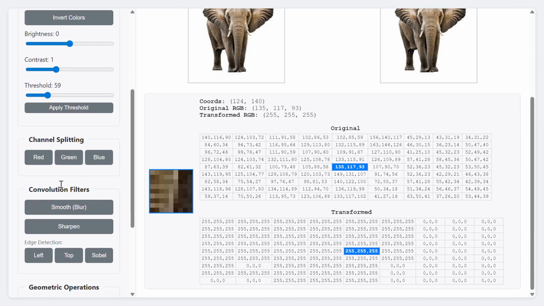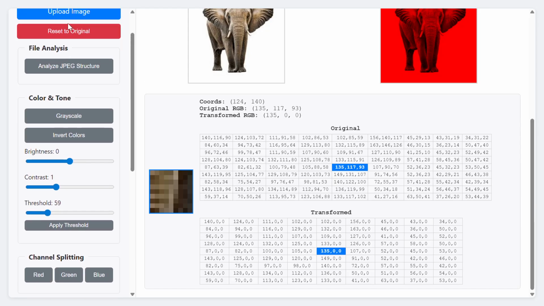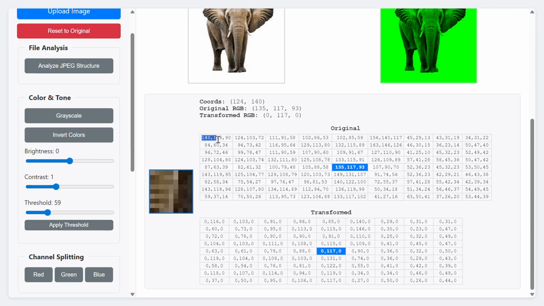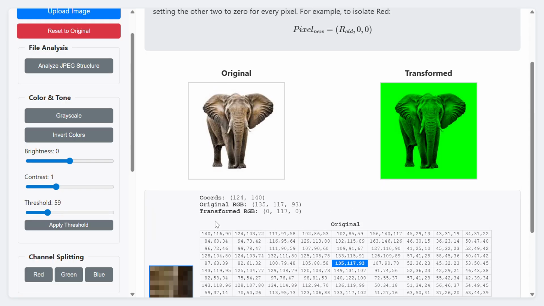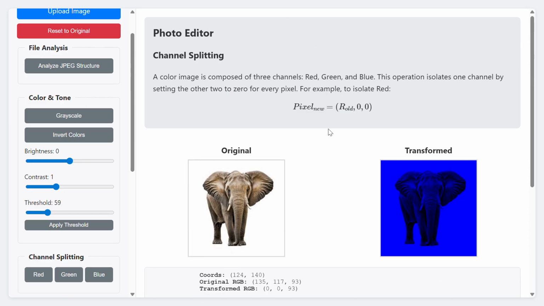So, okay, now let's look at channel splitting. If I split the channel and keep red, then the green and blue components become 0. Again, we'll reset, and if we take only the green channel, what will happen in this pixel? Only the green color will be taken, the rest will become 0. So that is how we take the three channels, RGB. That explanation is also coming here. The new pixel will be the old pixel's red, and green and blue will become 0.